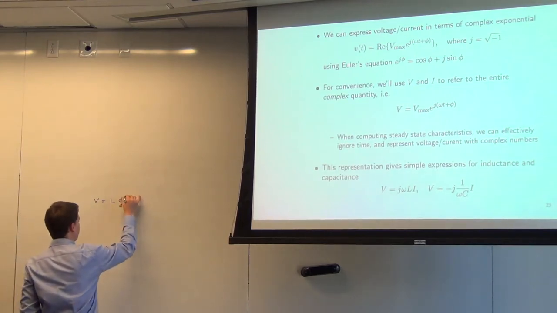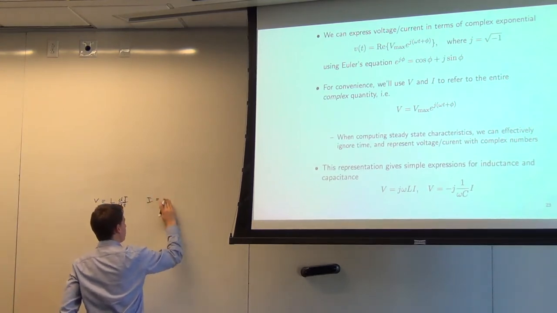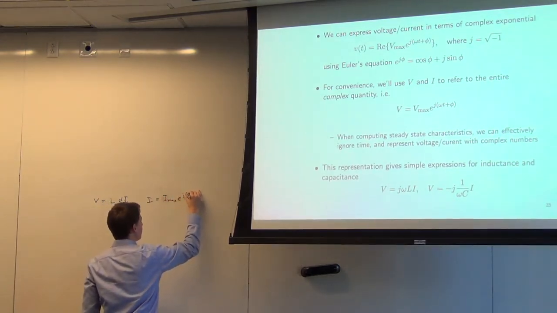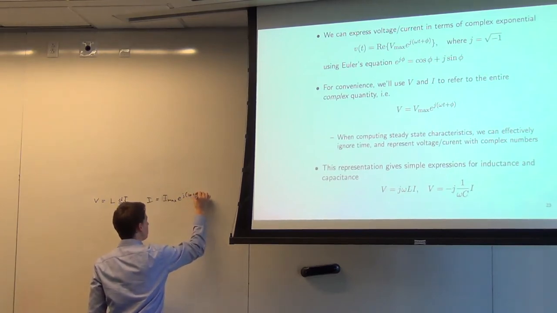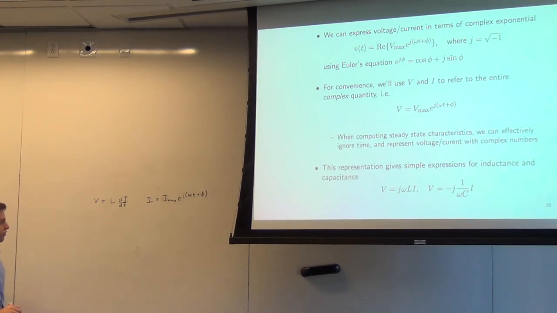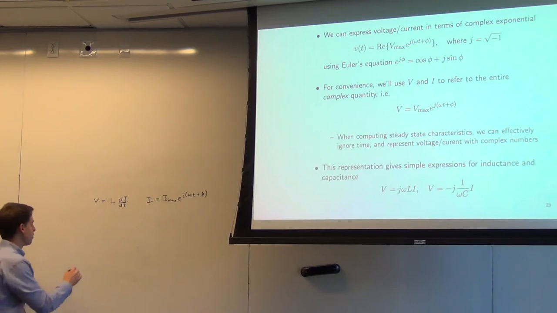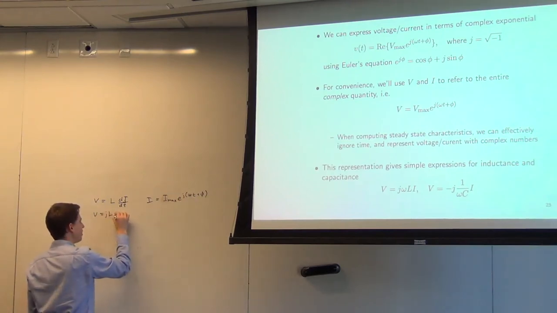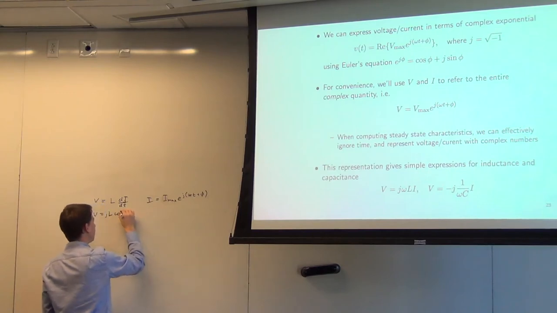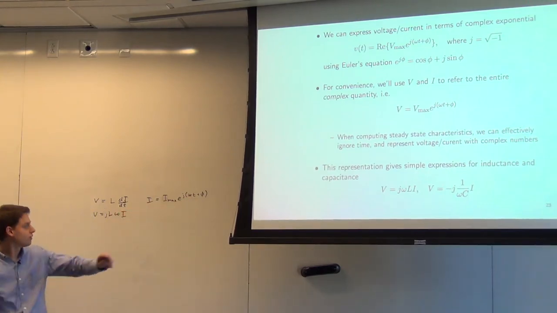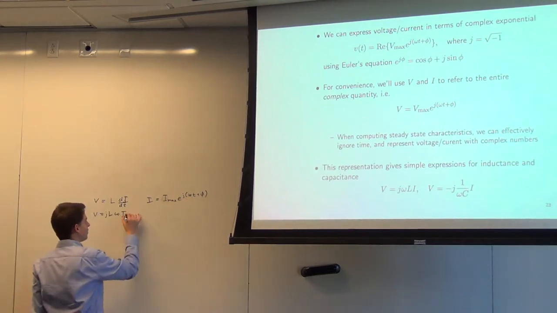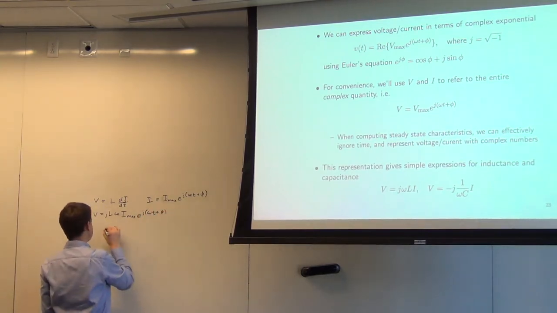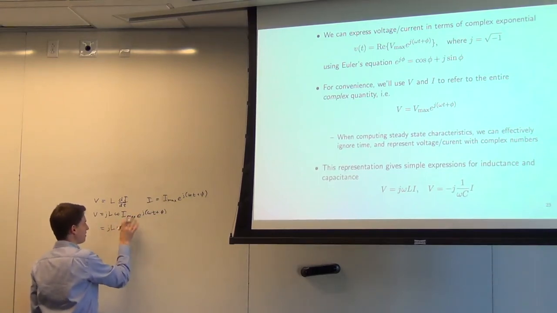So here, big I is going to be equal to I max, the maximum current, times e to the j omega t plus v. Right, so let's just differentiate that with respect to t now. What we get is that v equals L times, well, we get a j and an omega out of here, so we get j omega, but then it's the same thing, because the derivative of the exponential is just the derivative of the exponent times the exponential, times I max e to the j omega t plus v, which is equal to j L omega I, because this thing is just the same as I.